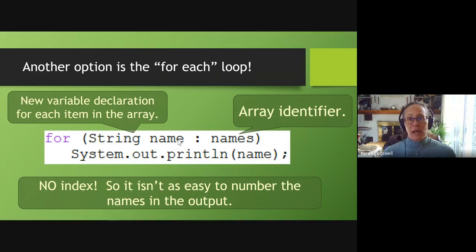And name is our new variable that we're declaring to store each individual item in as we go through our array. What's the name of our array? Names. So somewhere there has to be an array declared with the identifier names. And we're going to go through that array one at a time, looking at each value and storing that value in this variable name right here called name, and we're going to print it out. Very cool. Very easy way to do it, but there's no index.